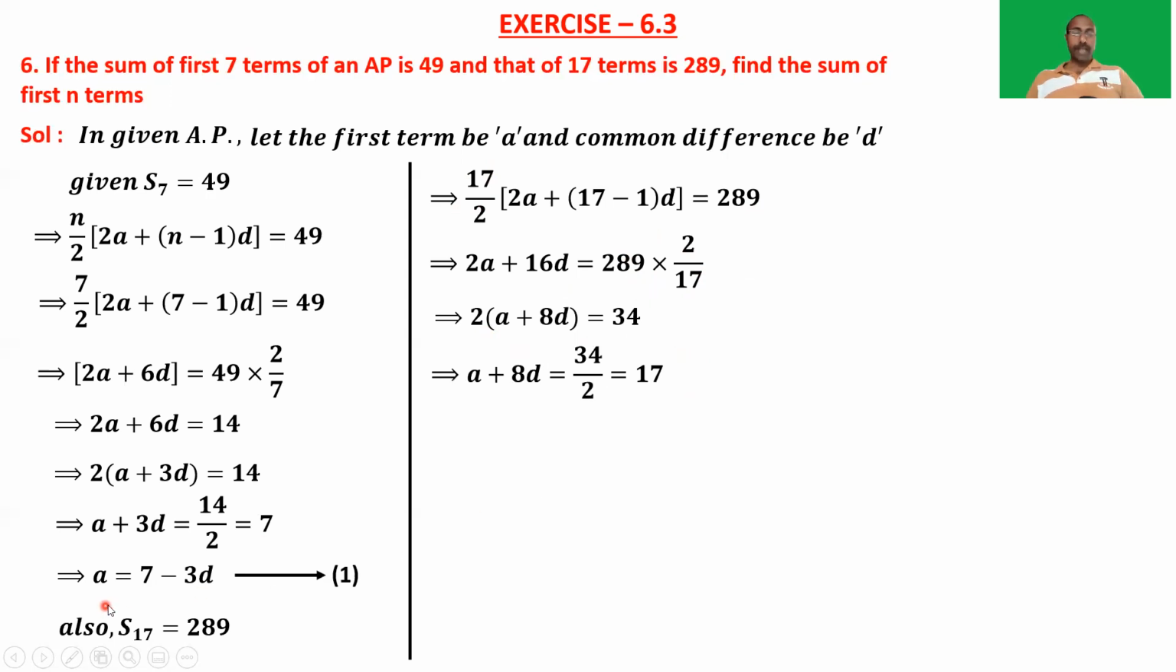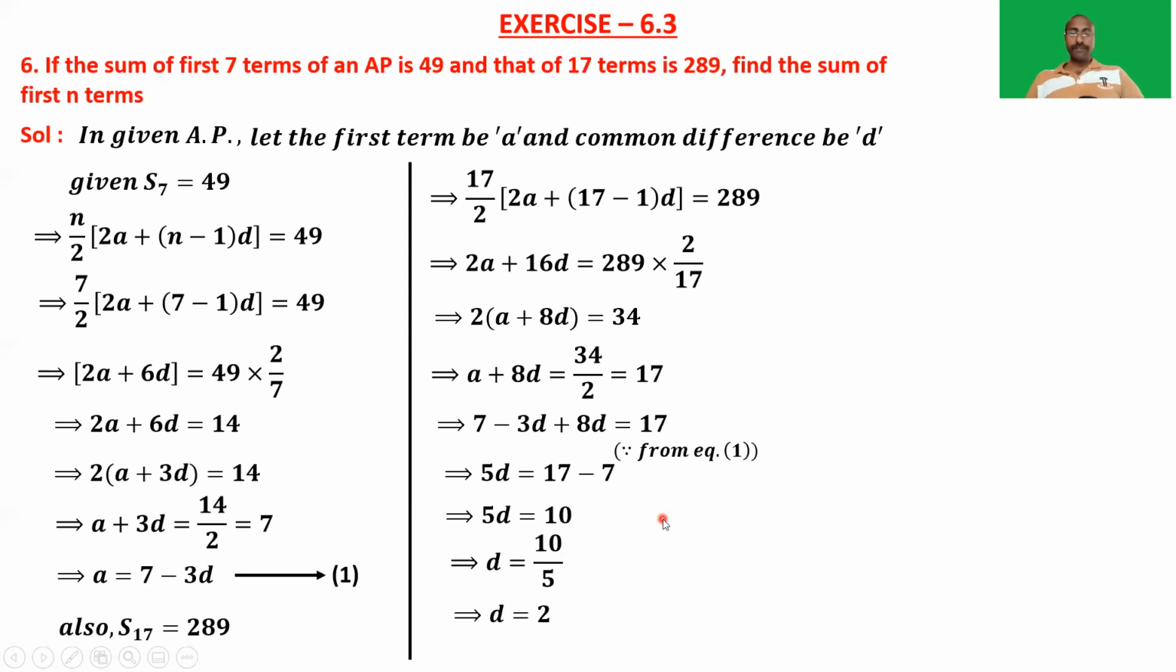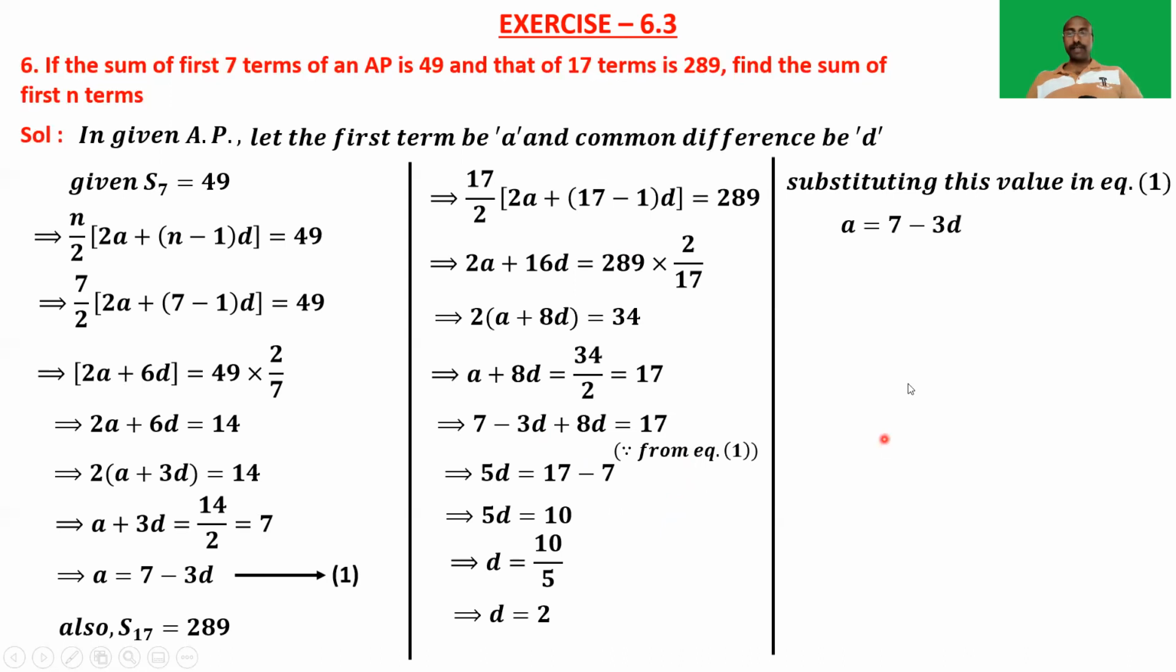And now from equation 1, we can write a is equal to 7 minus 3d. So now 7 minus 3d plus 8d is equal to 17. So now 5d is equal to 17 minus 7, which is equal to 10. And d is equal to 2. So substituting this value in equation 1, we get the value of a, which is equal to 7 minus 3d. That is 7 minus 3 into 2, which is equal to 7 minus 6, equal to 1. So now the value of a equal to 1 and d equal to 2.